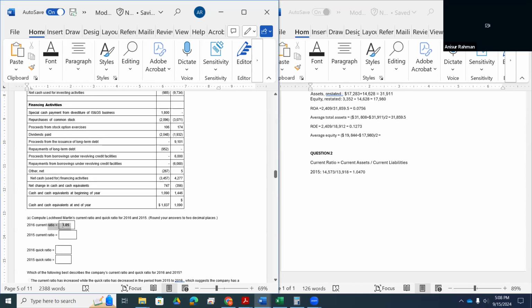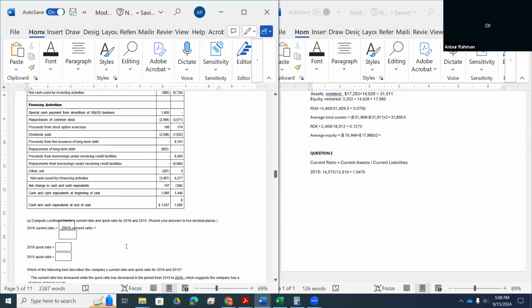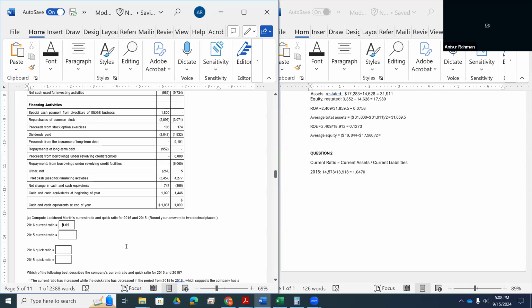So this number was for 2015. So it should be here. If you follow the same process for 2016, you should get 1.20. Now, quick ratio.